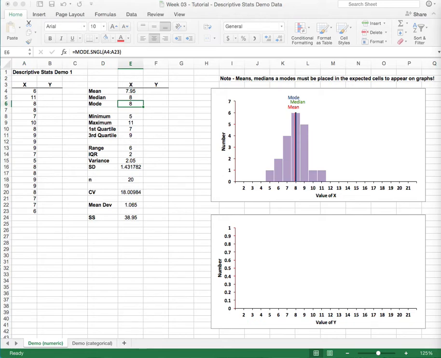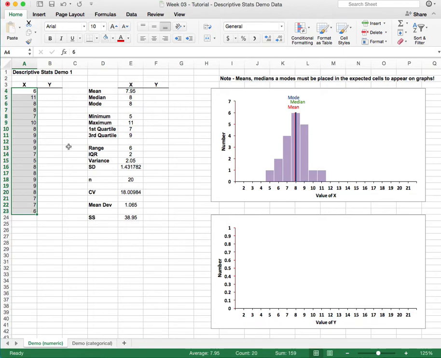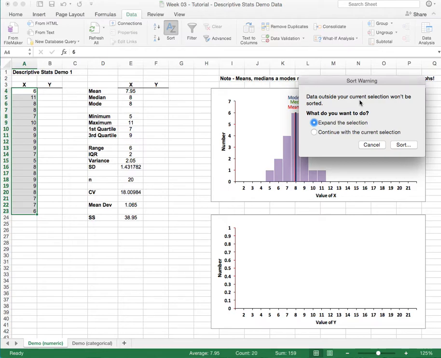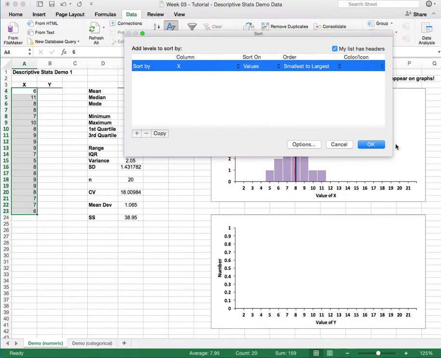What I'd like to do now is take a look at what would happen if we made this data set not symmetrical. So first let's go ahead and sort. I'm going to select these data, go up to Data and Sort. Because I've only selected part of the data, I've gotten this pop-up error box. We just want to continue with the current selection because I just want to sort those cells.